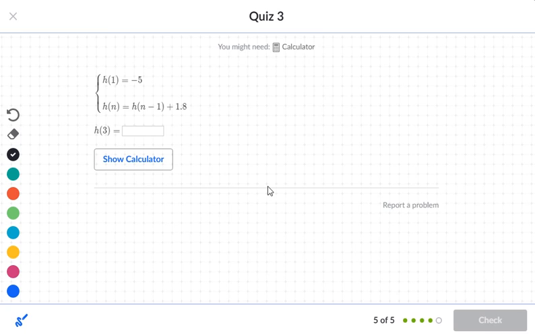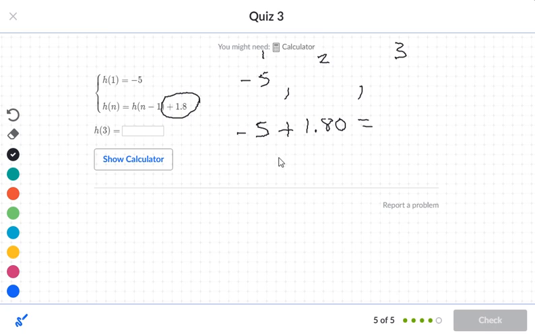Okay, next one we have h of 1 is negative 5. So we have a negative 5. That's my first term. I want to find my second term. Then I'm going to find my third term, and that will be my answer. When I look at the problem here, I'm adding by 1.8. So I'm going to say negative 5 plus 1.8.